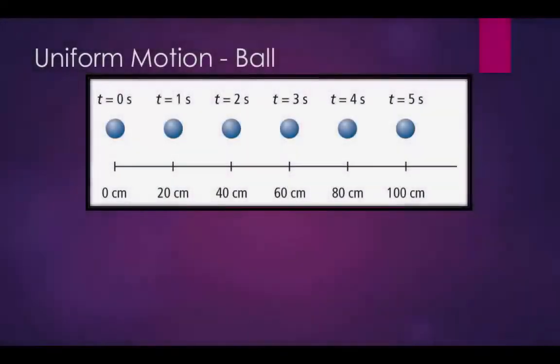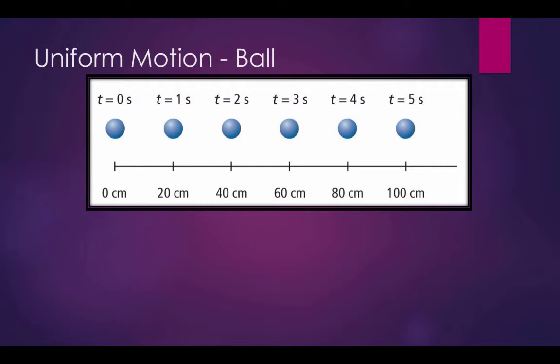Recall our uniform motion ball rolling from a few lessons ago. At time 0, the ball is at the start. At time 1, its position or location is 20 centimeters to the right. At 2 seconds, it's at 40 centimeters to the right. At 3 seconds, it's at 60 centimeters to the right. At 4 seconds, it's at plus 80 centimeters. And at 5 seconds, it's at plus 100 centimeters, or 100 centimeters to the right.